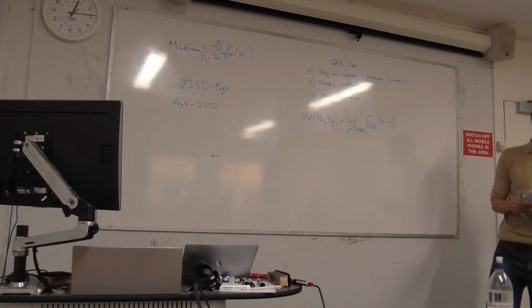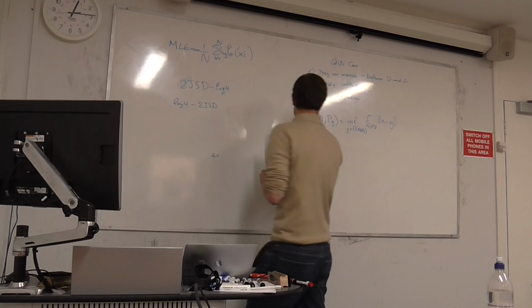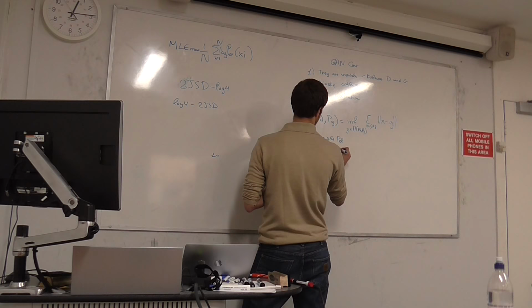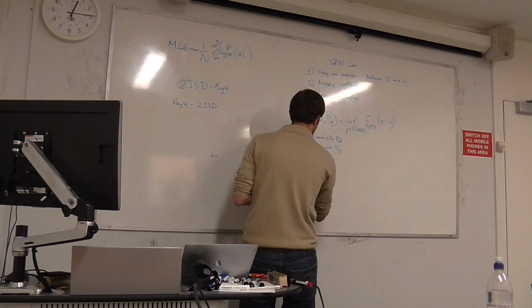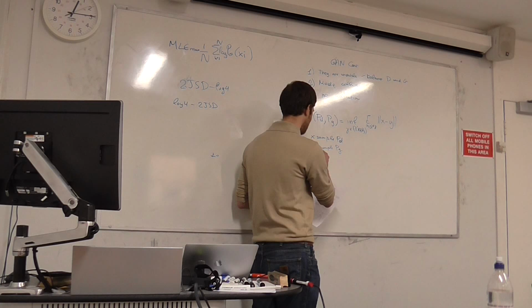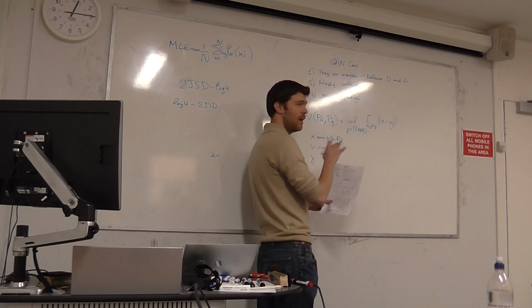Okay, so let's see what these are. X is a sample from PD. Y is a sample from PG. Okay? Gamma is what we call a transport plan. It tells us how much mass I should move from X to Y in order to get PD to match PG. Okay?